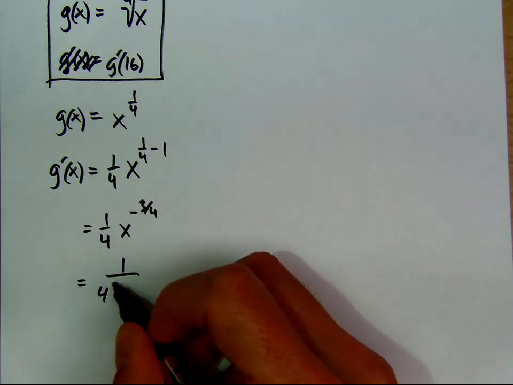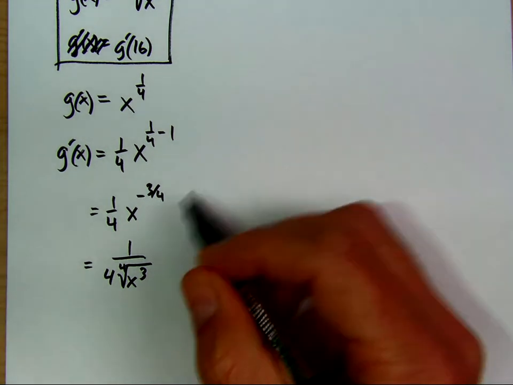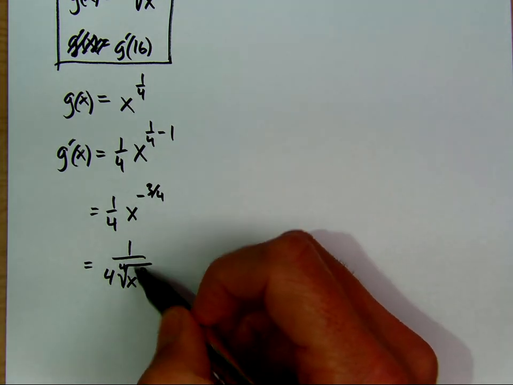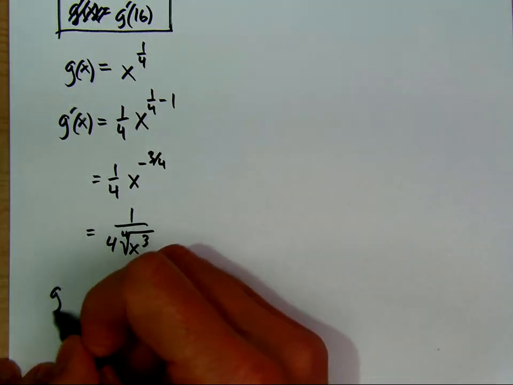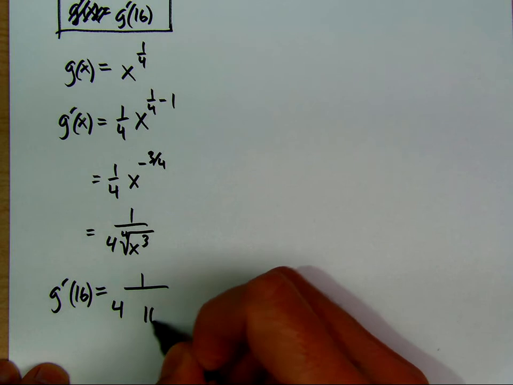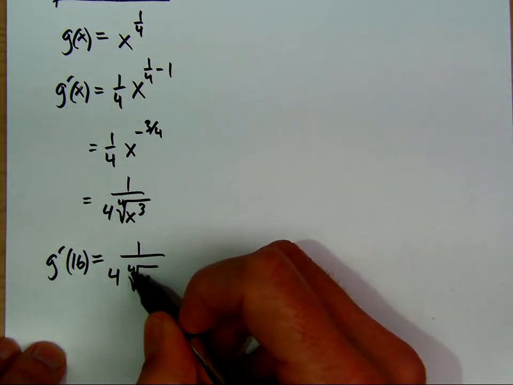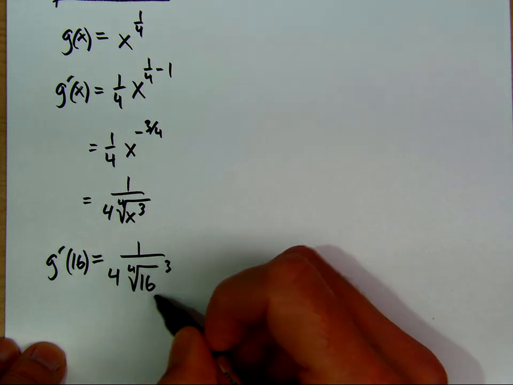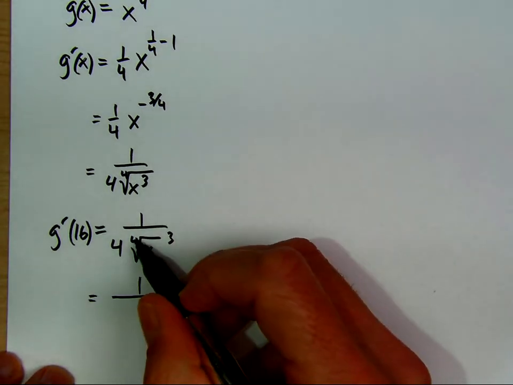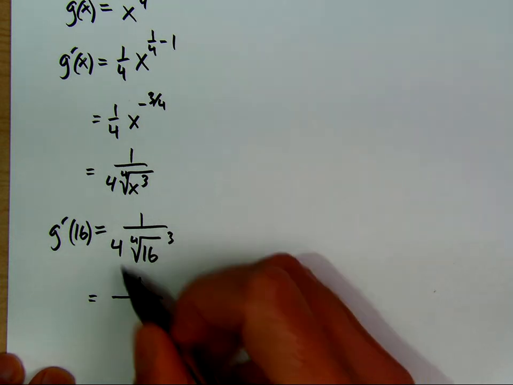The 4 is the root, 3 is the power. And we have a negative exponent, so we'll write it in the denominator with the 4. G prime of 16. And then we have a choice. We can do the root first or the power first. Let's do the root first because that will make the number smaller. 4th root of 16 is 2, and then we cube that and we get 8. 8 times 4 is 32.